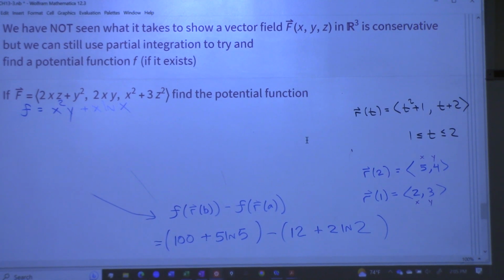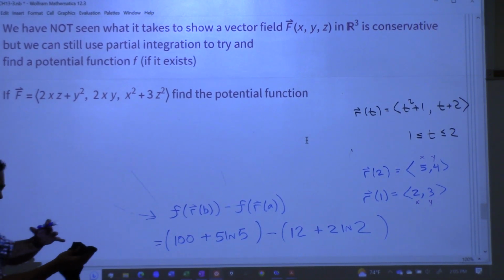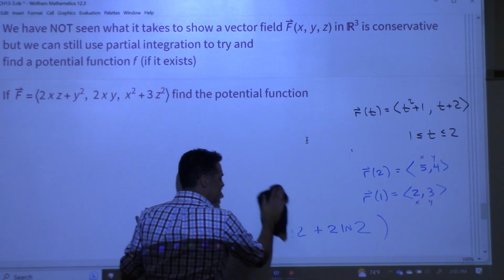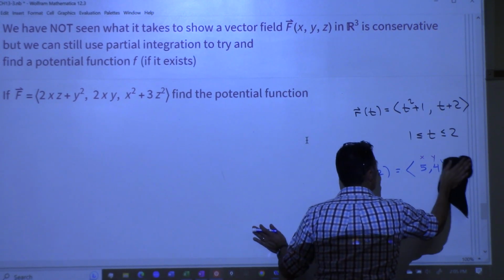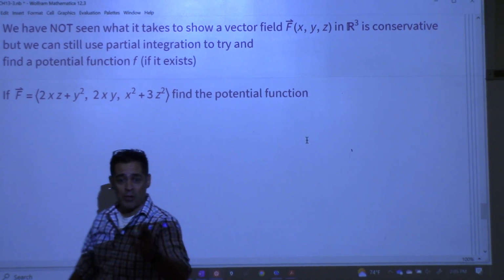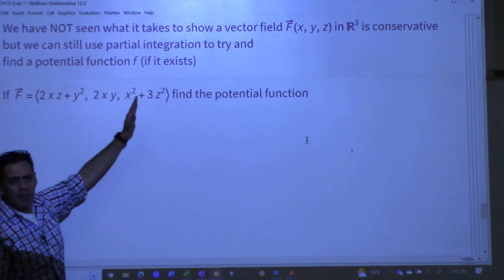We have not seen what it takes to show that a vector field in three-dimensional space is conservative. The curl thing I was talking about a minute ago, we haven't shown that yet. But we can still try to see if it's conservative by seeing if we can come up with a potential function. So we're going to do more of what you just liked, except that now we have 3 components instead of 2.